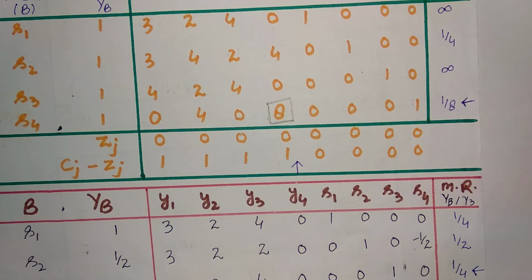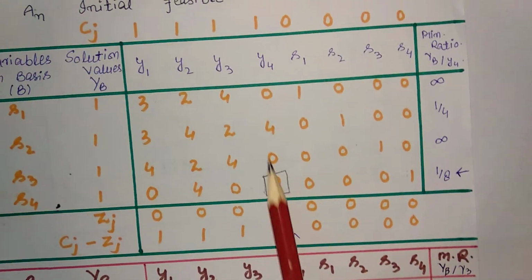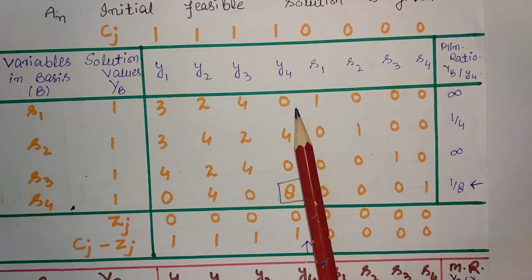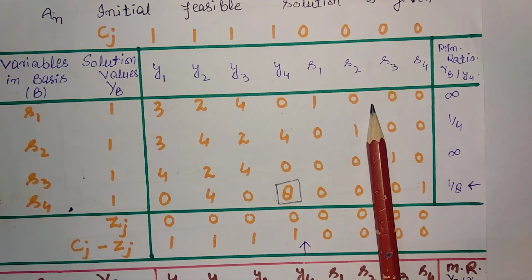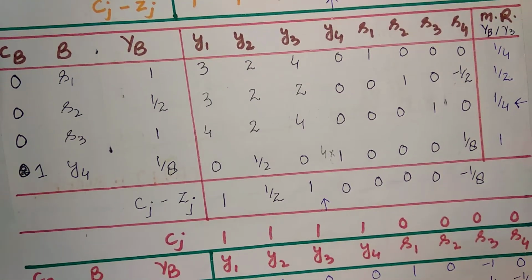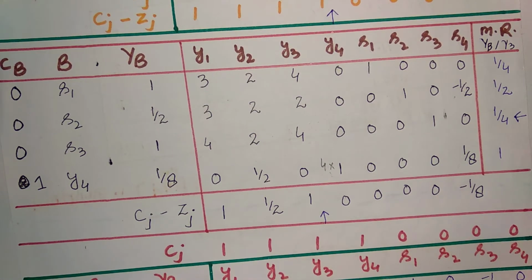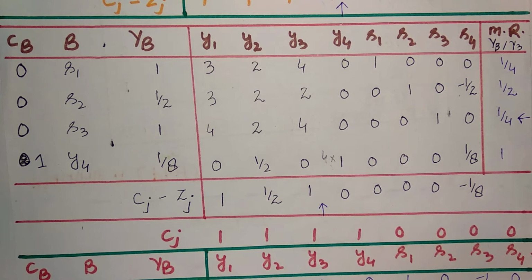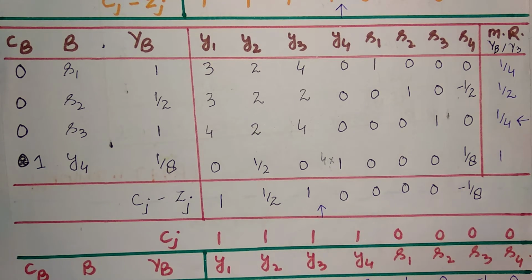Okay, similarly, here I have to reduce to 0. Here it is already 0. So in the first row, there will be no change. So I had directly written here. After that, I will find out Cj minus Zj. Now here, Cj minus Zj is still greater than 0 because these three values are greater than 0. It means that the solution is not optimal. Okay. So I will choose the maximum value to enter.